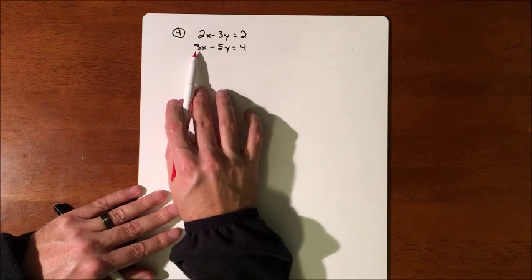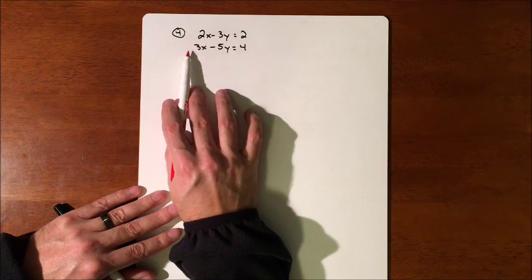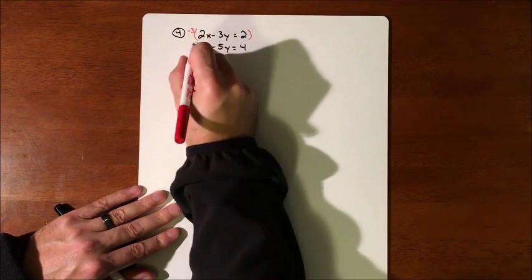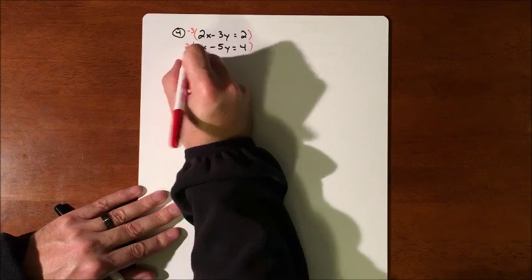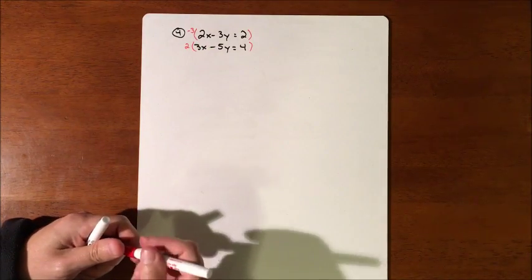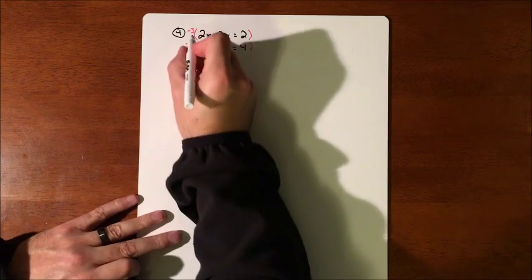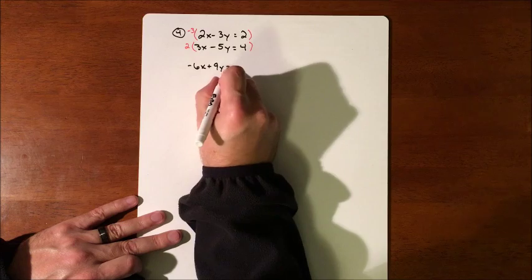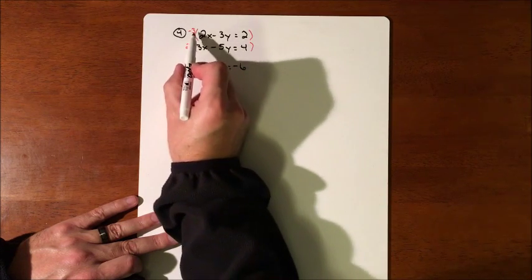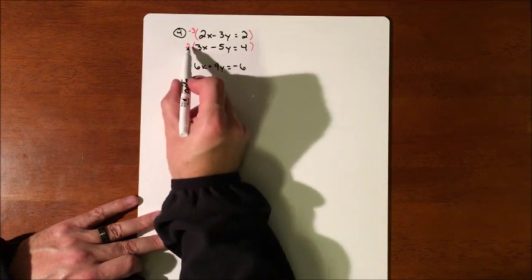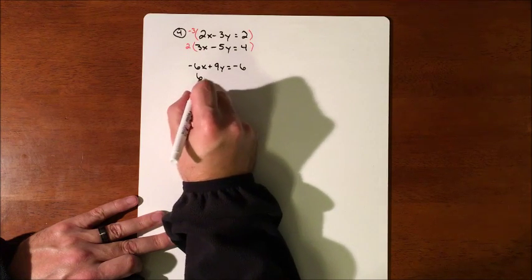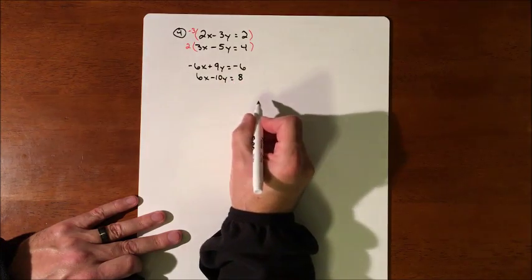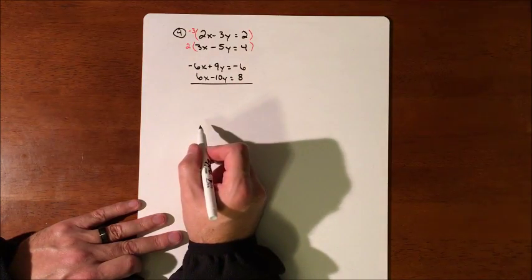Now, not only can they become 6, but one needs to be negative so that way they'll cancel. So we'll distribute maybe the negative to the top one. Does not matter. And we'll distribute a 2 to the bottom one. So that's going to get us a negative 6x plus 9y equals negative 6. So that's distributed to every single piece. Here we're just doubling every single piece. So 6x minus 10y is going to equal 8. And now we're ready to combine.